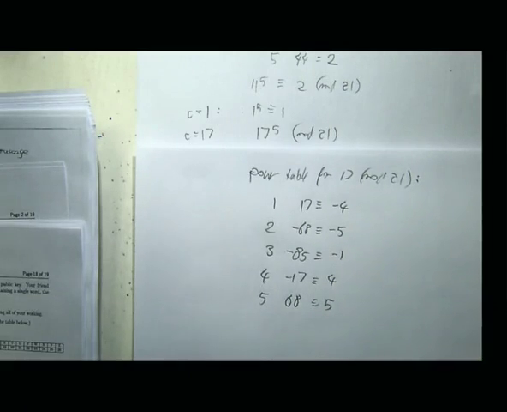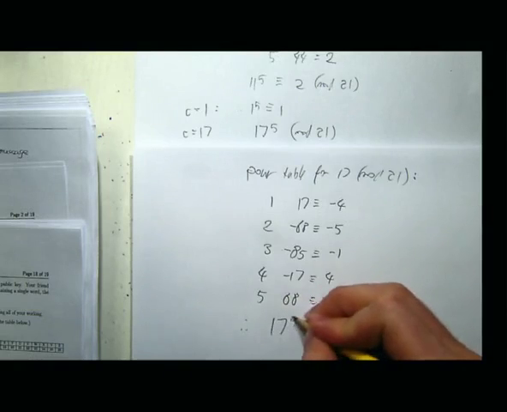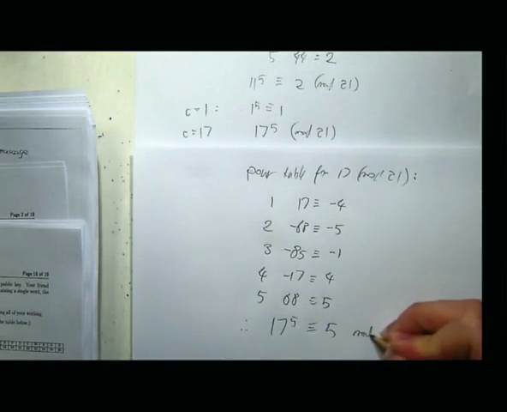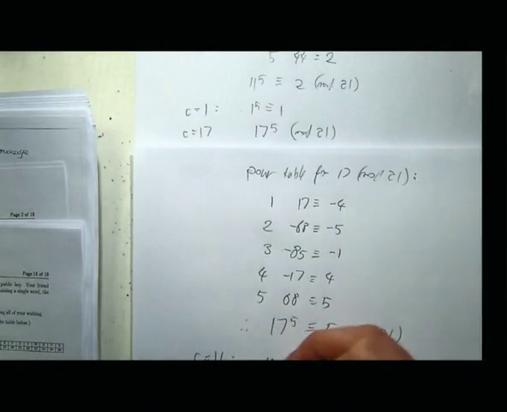Because we've already covered that, right? 17 is minus 4, so minus 17 must be plus 4. And then 4 times 17 is 68. Minus 68 was minus 5, and so that must be 5, and so therefore 17 to the 5 is congruent to 5. And we continue on that road, and the last letter C is 11. We've already done that one. Look at them trying to be nice to us.